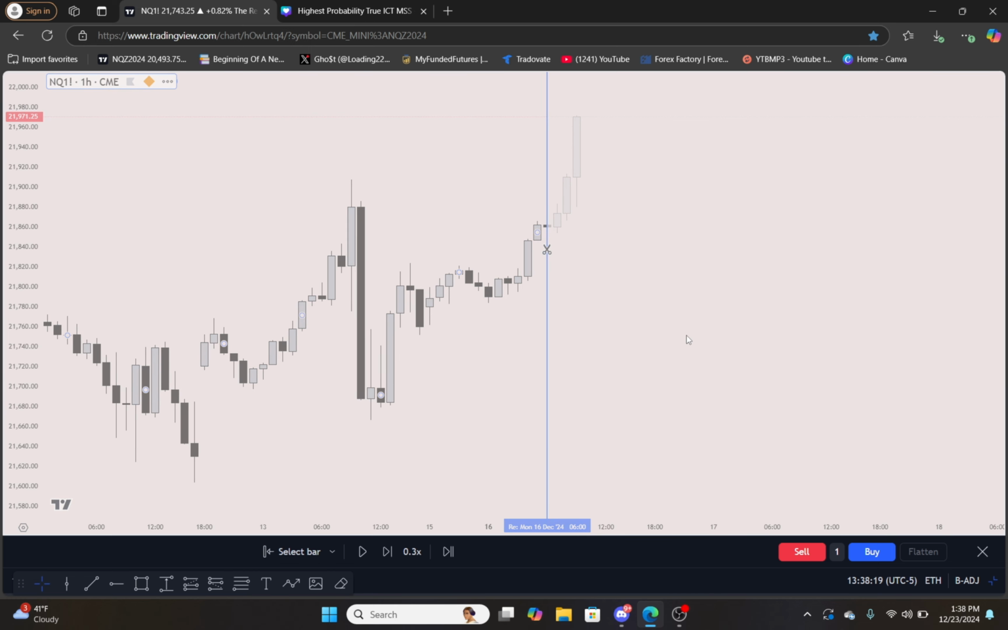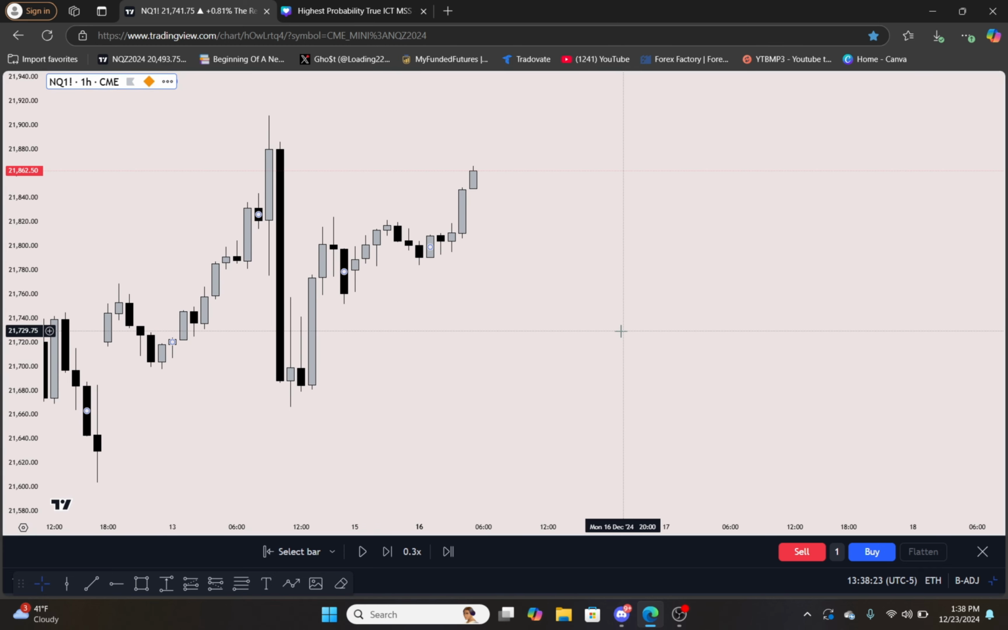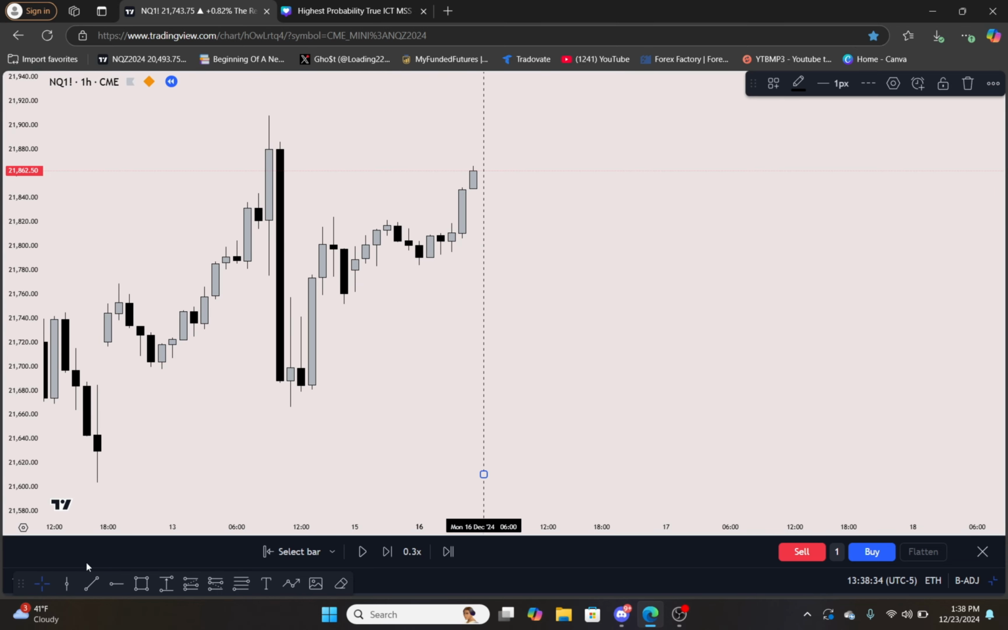Because if we're looking at price after 6 a.m., like I tell all of my students, you're watching to see what price does after 6 a.m. Currently, so far, price looks extremely bullish. So we're going to mark out 6 a.m. We're going to mark out 12 o'clock.